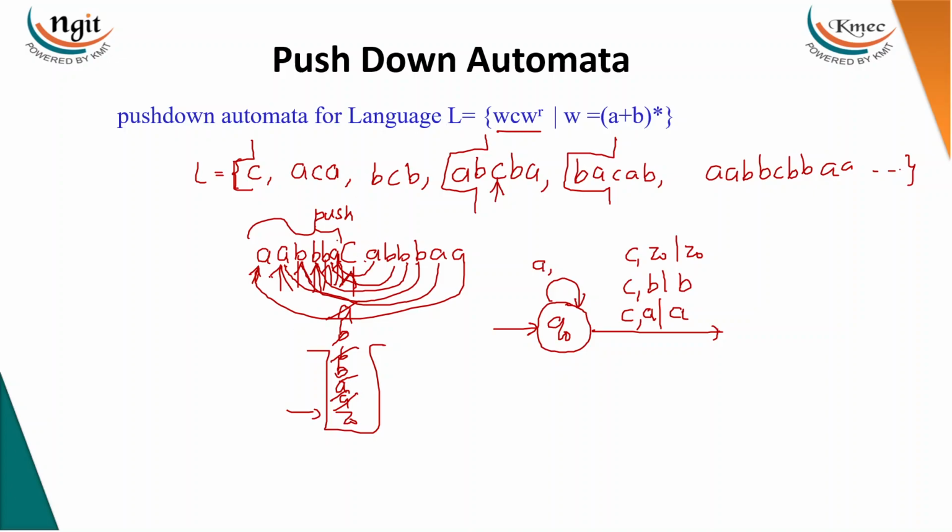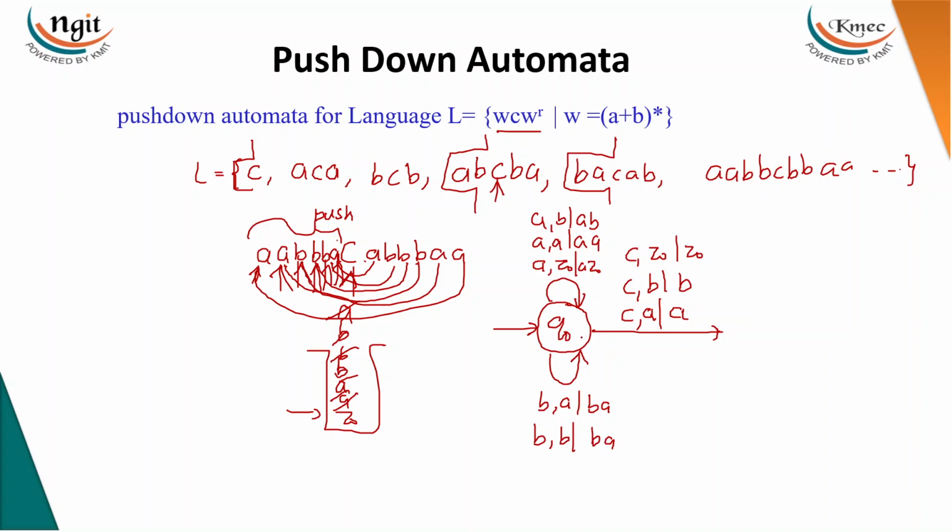what is the top of the stack? Sometimes it is Z0, then push it. Sometimes it is A, push it. Sometimes it is even B, push it before C. See, for the last A, what is the top of the stack? B. You have to push everything. Same way for B also. For the first B here, A, you can push, right? For the second B, B, you can push.